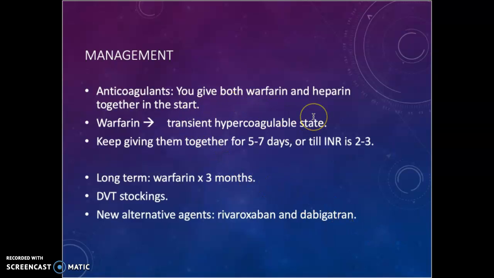Anticoagulants, you give both warfarin and heparin together in the start. Warfarin initially produces a transient hypercoagulable state. So you give heparin and warfarin together for the first 5 to 7 days. Long term, you give warfarin for 3 months. And then you can also give them DVT stockings, and there are new alternative agents, for example, rivaroxaban and dabigatran, which are factor Xa inhibitors that are also being used.